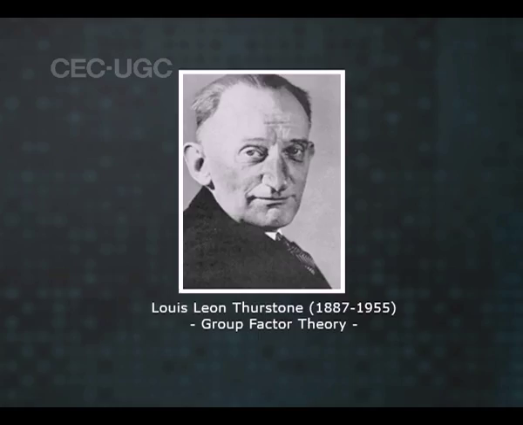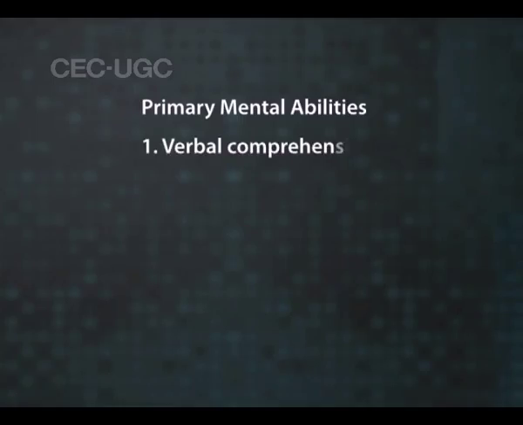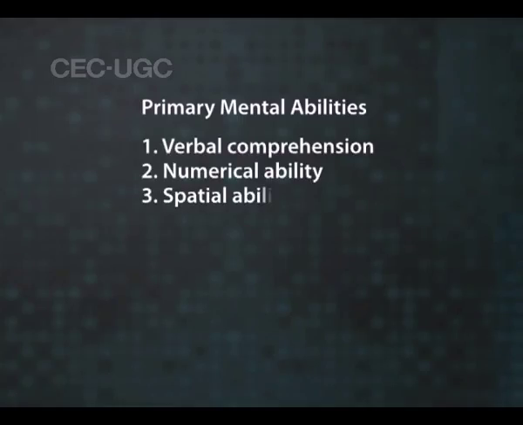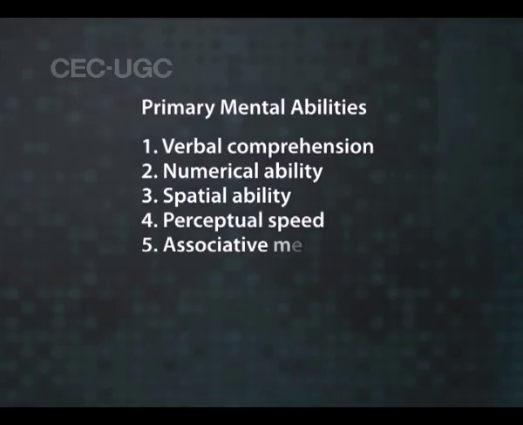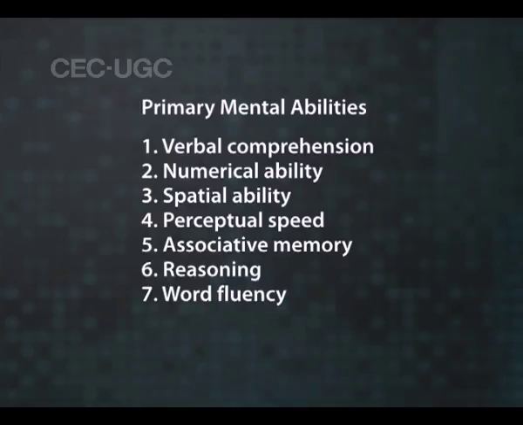Next is group factor theory proposed by Louis Leon Thurstone in 1938. Thurstone hypothesized that 7 factors, which he called primary mental abilities, constitute intelligence. His research indicated that intelligence could be measured by sampling individual performance in 7 areas, and those are verbal comprehension, numerical ability, spatial ability, perceptual speed, associative memory, reasoning and word fluency.